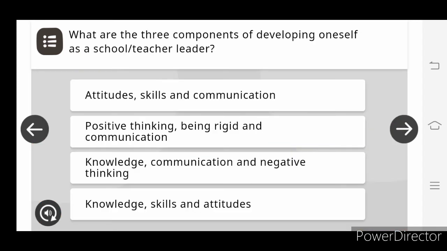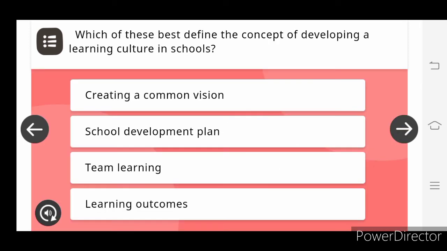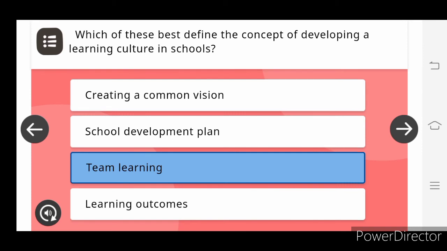The next question: what are the three components of developing oneself as a school teacher leader? Attitude, skills in communication; positive thinking, being rigid and communication; knowledge, communication and negative thinking; knowledge, skills and attitude. So the right option is knowledge, skills and attitude. Which of these best defines the concept of developing a learning culture in school? We have options: creating a common vision, school development plan, team learning, outcome. Here the right option is team learning.